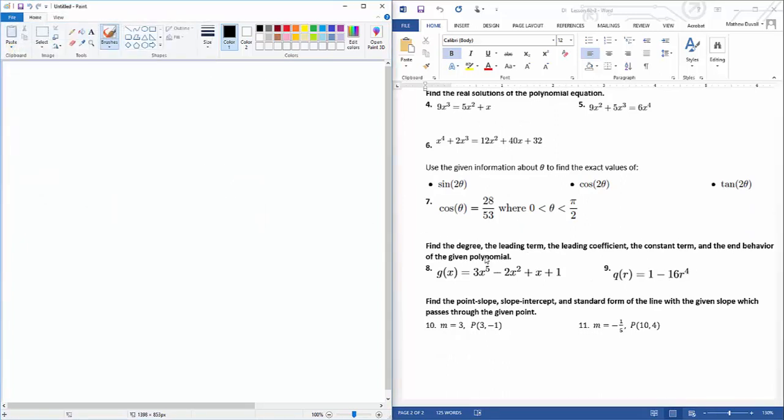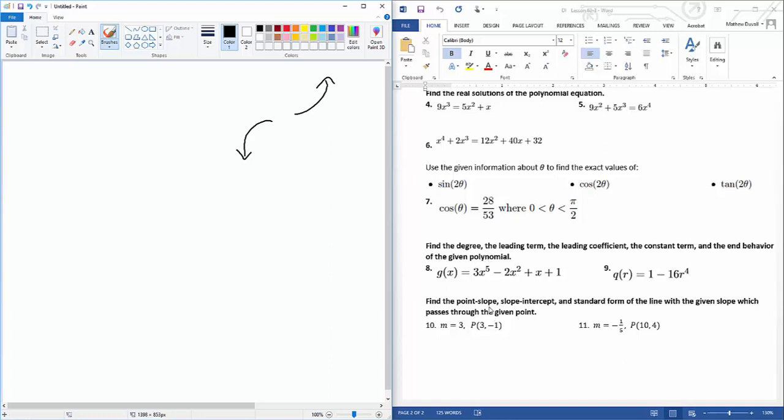On number 8, it says find the degree. The degree is the highest power, so 5. The leading term is the term that actually has that highest exponent, so 3x to the 5th. The leading coefficient is going to be the 3. The constant term is going to be 1. And the end behavior, because it's odd and positive, it's going to look like that.